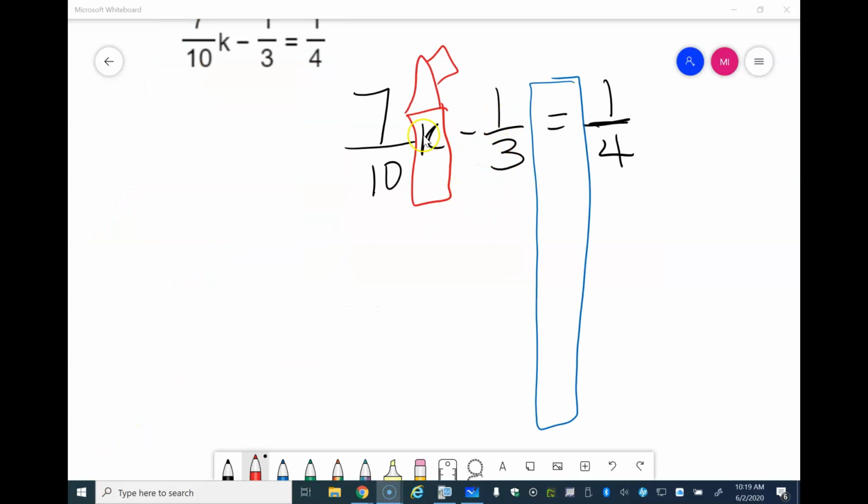So for here, we have 7 over 10 that's right beside the house, being multiplied. I know you see division, but this is considered to be a fraction being multiplied by the k. 7 over 10 k minus 1/3 is equal to 1/4. So the first thing we're going to do is move this over to this side, opposite. And everybody should have a calculator so we don't have to worry about getting the denominators to be the same in order to add them together.